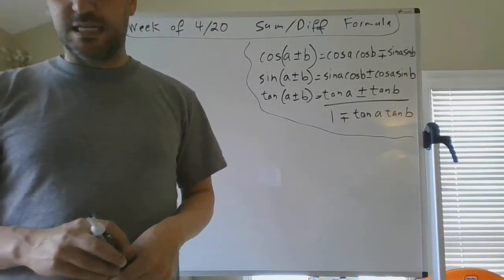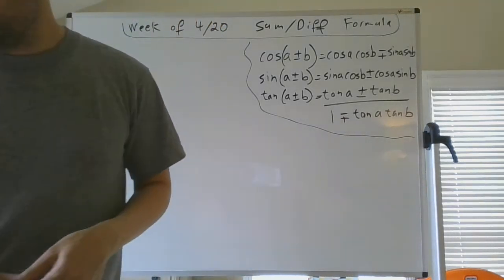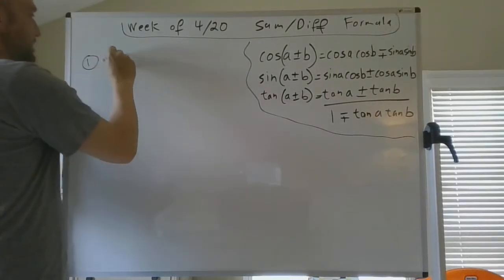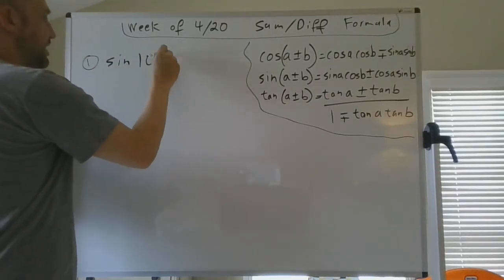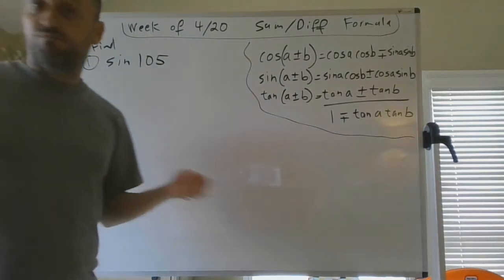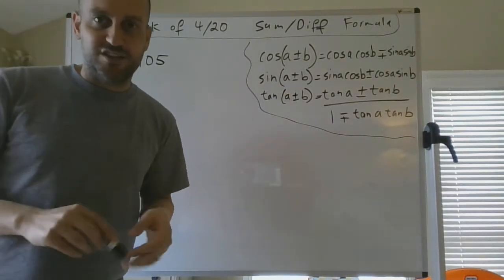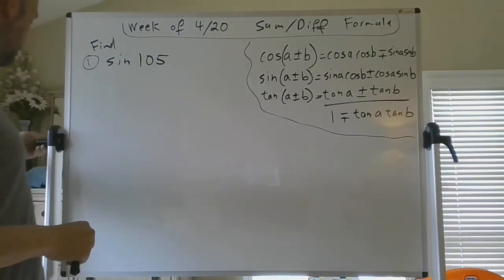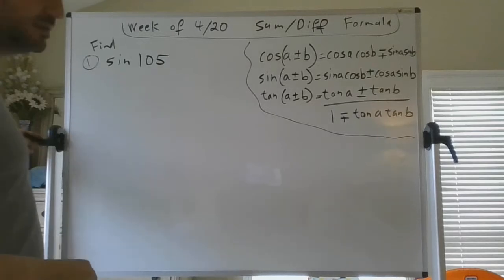So when are we going to need this, for example? Let me show you guys an example. I want you guys to find the sine of 105. So you're going to say, find the sine of 105, but I don't want you to use a calculator. So you're not just going to punch it into a calculator. That'll take 2 seconds. It's not a problem. So here's what we're going to do, actually.